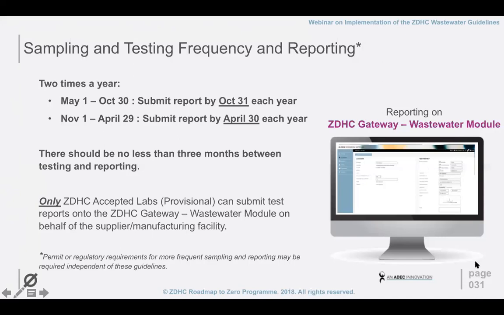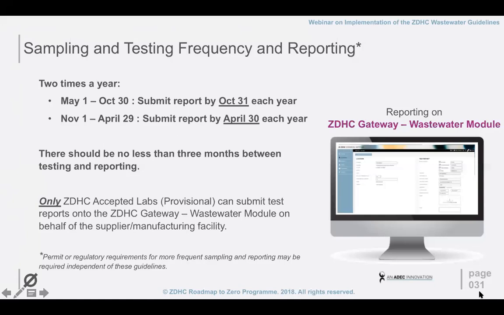Because of the timing and the time it takes to collect samples and to arrange this, you need to factor that in to your sampling program. Now, the way that this works is, of course, only ZDHC accepted labs can submit test reports, and those are the only valid laboratories for doing this testing.